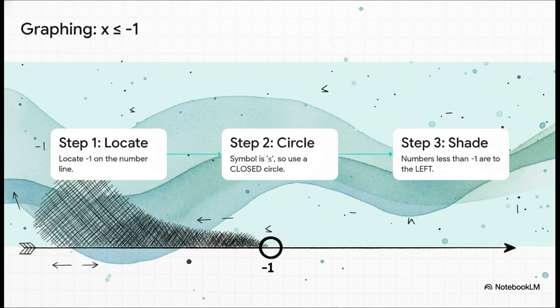Let's try another. How about x is less than or equal to -1? First step, find -1 on the line. Got it. Next, check the symbol. Aha! See that little bar for or equal to? That means we use a closed, filled-in circle this time. Last step, where are the numbers that are less than -1? That's going to be -2, -10, -50, all the numbers to the left. So we shade to the left.